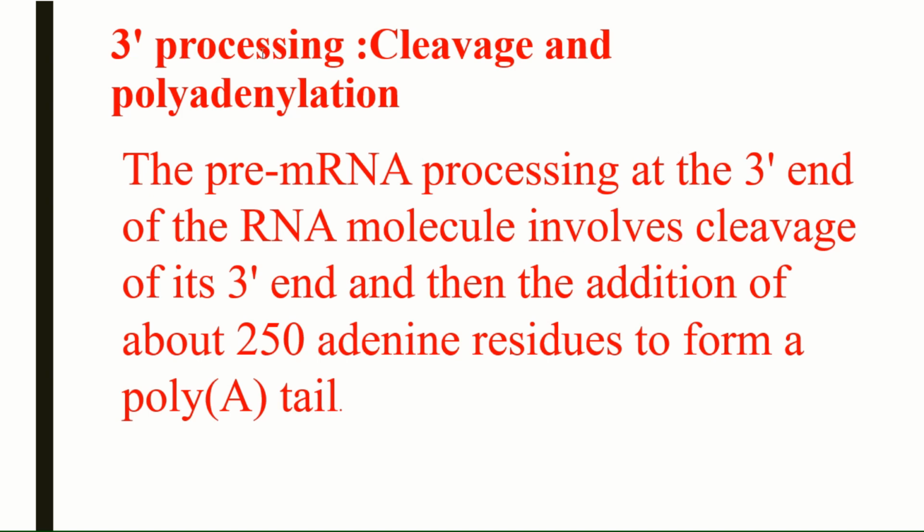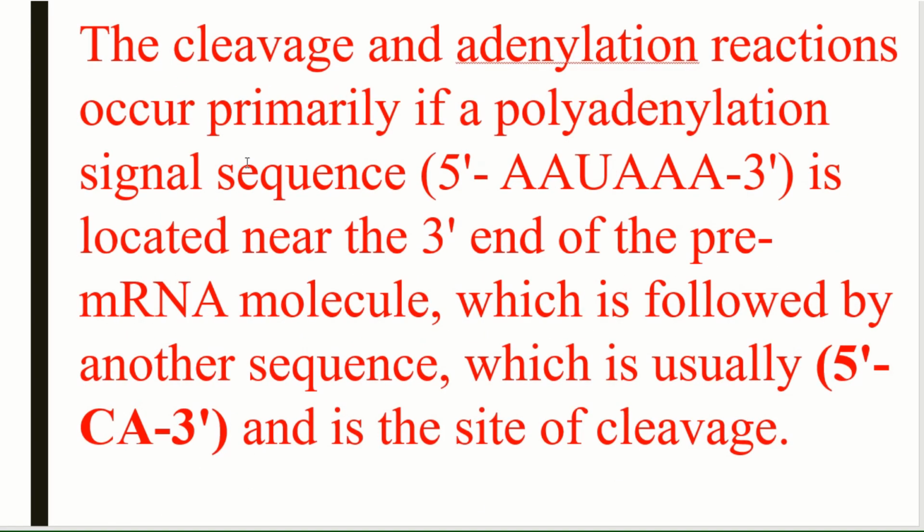The last process is the 3' processing, cleavage and polyadenylation. The pre-messenger RNA processing at the 3' end of the RNA molecule involves cleavage of its 3' end and then the addition of about 250 adenine residues to form a polyadenyl tail. The cleavage and adenylation reaction occurs primarily if a polyadenylation signal sequence 5'-AAUAAA-3' is located near the 3' end of the pre-messenger RNA molecule, which is followed by another sequence, usually 5'-CA-3', the site of cleavage.